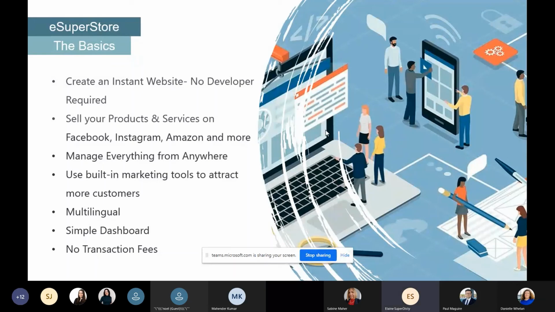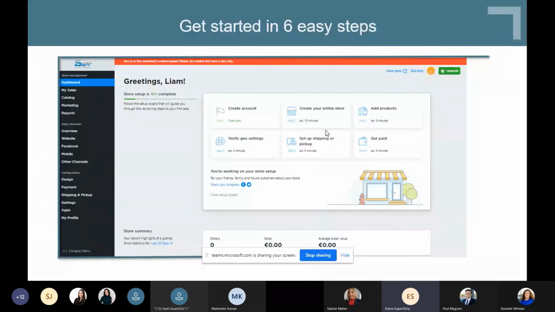So, for instance, one large competitor, once you register, you pay your monthly subscription fee, as is the same with eSuperstore. But if you don't use their payment method, then they charge you a 2% fee for not using their payment method. So we wanted to take out the extra hidden costs, if you like, and produce a solution that would suit everybody.